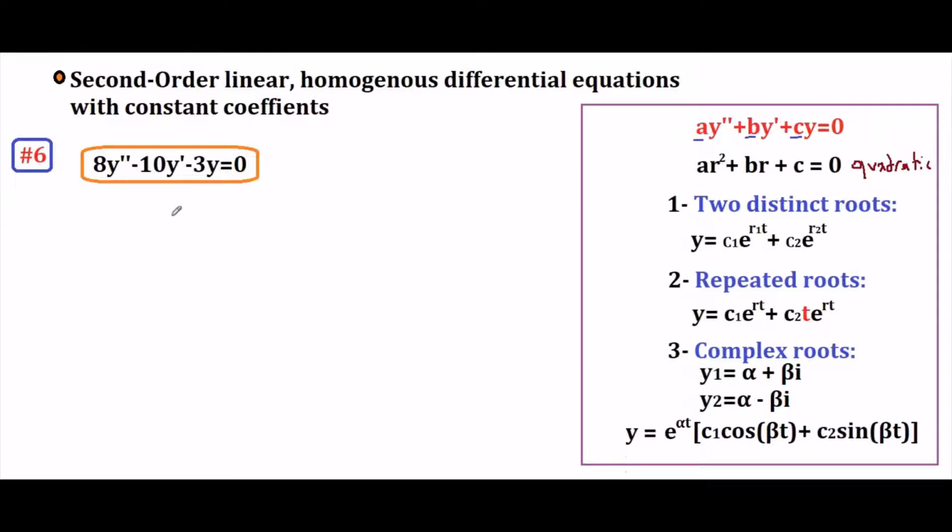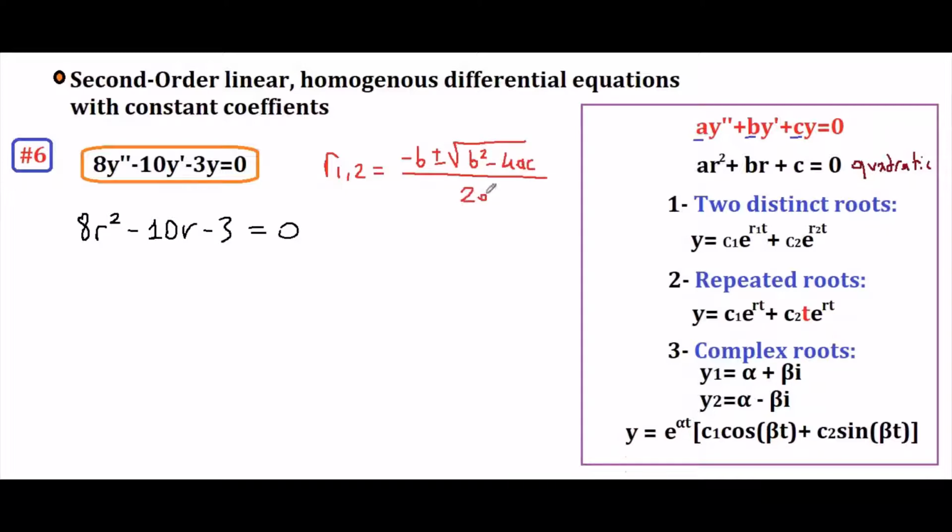8y double prime minus 10y prime minus 3y equals 0. We convert it into the characteristic equation: 8r squared minus 10r minus 3 equals 0. Here we can apply the quadratic formula to solve for r1 and r2. Our quadratic formula is negative b plus or minus the square root of b squared minus 4ac all over 2 times a. Here our a term is 8, b term is negative 10, and c term is negative 3.